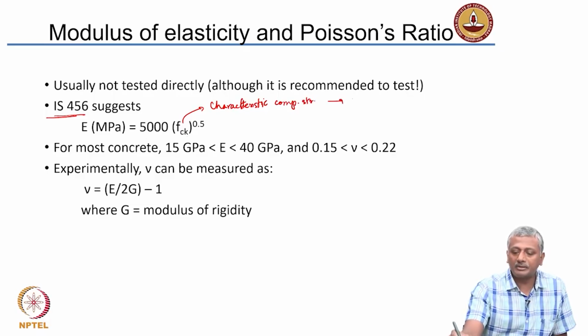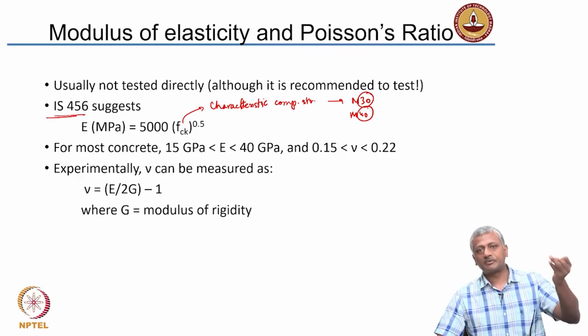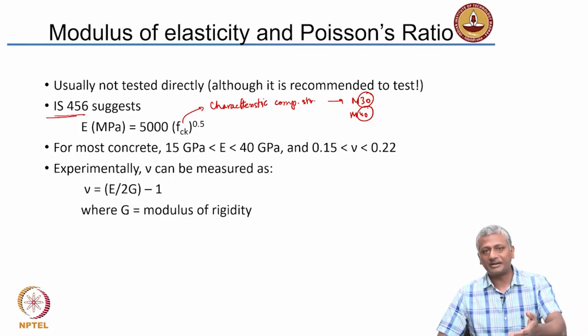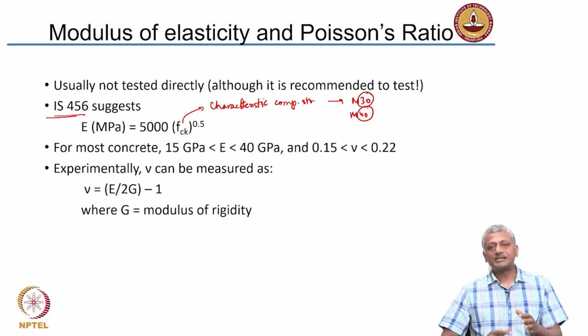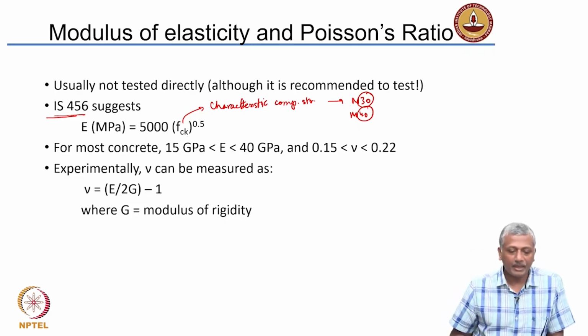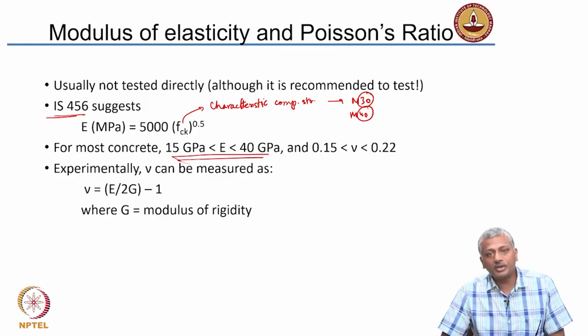Remember, I talked about the grades M30, M40, etc. When you say something like that, this 30 and 40 are nothing but characteristic compressive strengths. As I said, I defined what that strength means in terms of specimen size, age of curing, type of curing and so on, but I did not get into the statistics behind it. There are statistical considerations also behind defining characteristic strength, but again that is not a subject for us to discuss in this course. In most concrete, your modulus will be between 15 and 40 gigapascals.